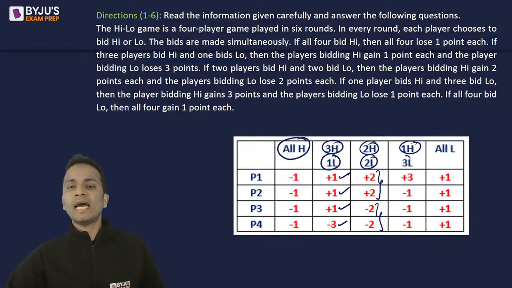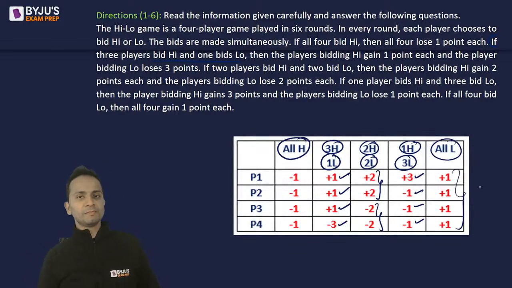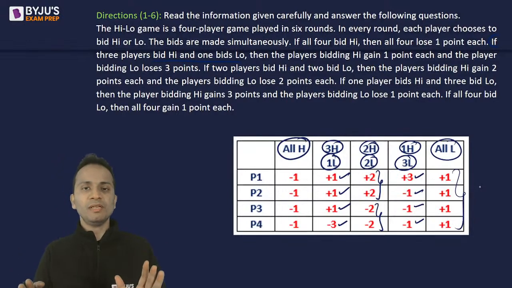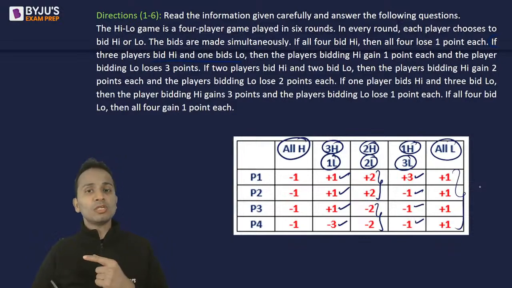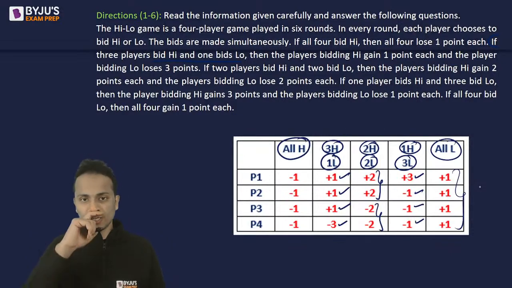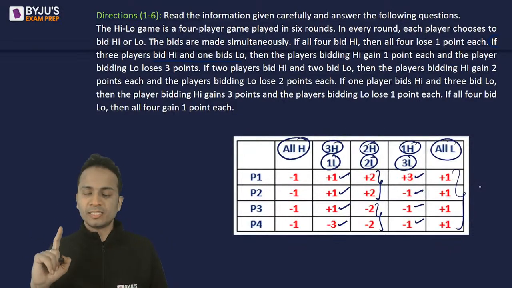If 1 high and 3 low, so whosoever bids high will get 3 points. The lows will have -1, -1, -1 each. If all are low, then all of them will gain 1 point. Okay, so that's it. This is the table based on the rules and regulations which are given about the scoring of the points for these 4 players in this game. So the first table is completed.